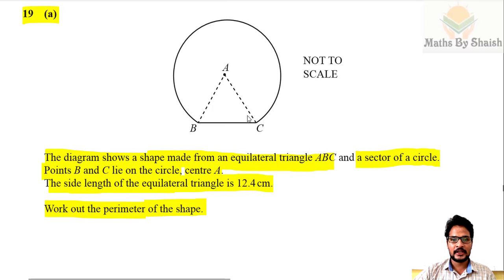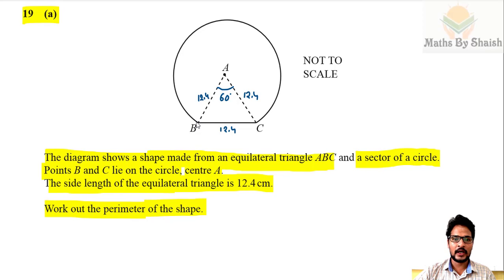ABC is an equilateral triangle. It means we got two things. One is this angle is 60 degree. All the angles are 60 degree actually, and the side length of the equilateral triangle is 12.4, so this is also 12.4, and the radius is also 12.4. This is also 12.4. Now we need to find the perimeter.